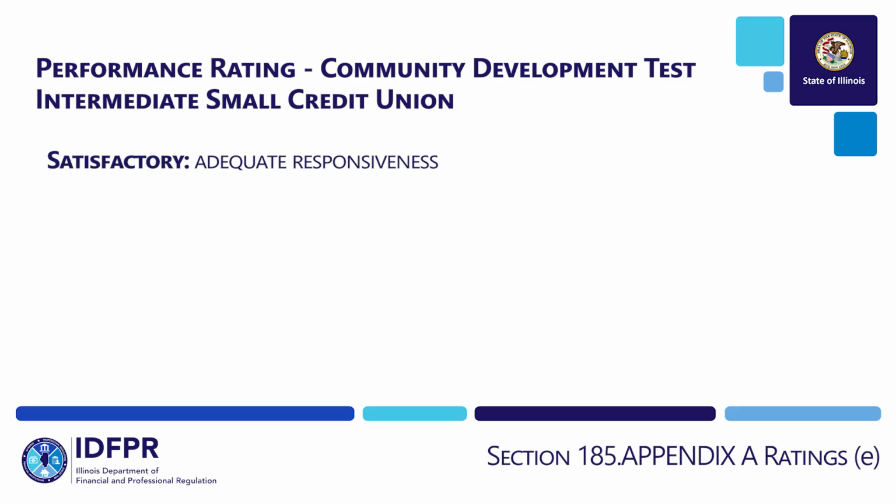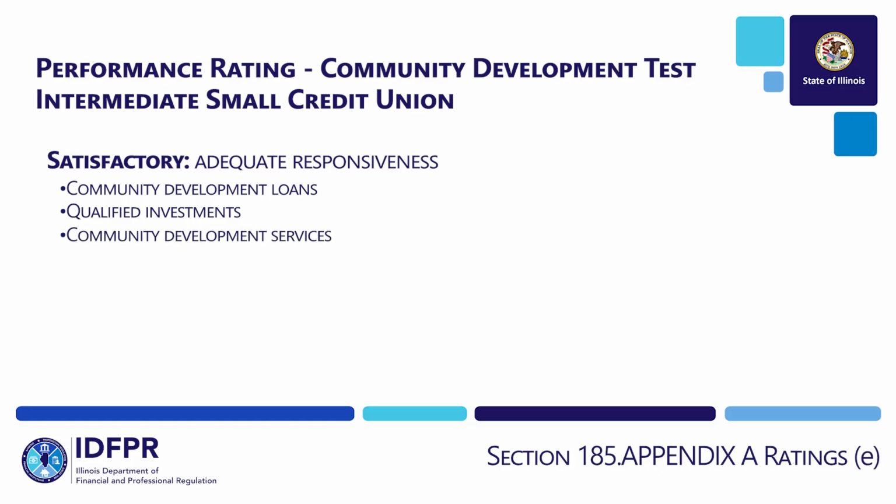For a satisfactory rating, the credit union demonstrates adequate responsiveness to the community development needs of its assessment field through community development loans, qualified investments, meaning investments, deposits, membership shares, or grants with a primary purpose of community development, and community development services. The adequacy of a credit union's response depends on its capacity for community development activities, its assessment field's needs for those activities, and the availability of opportunities in the credit union's assessment field.